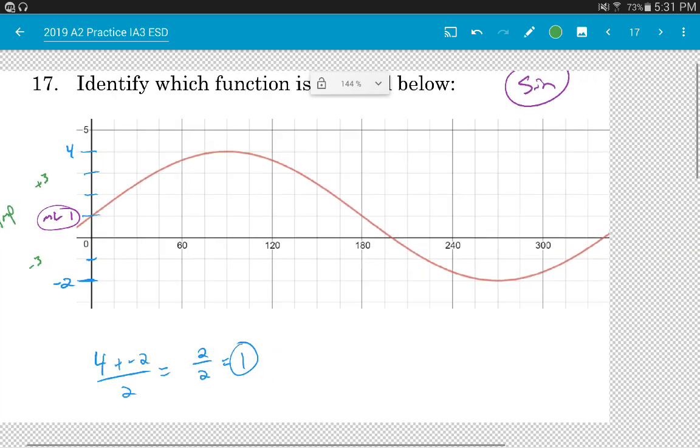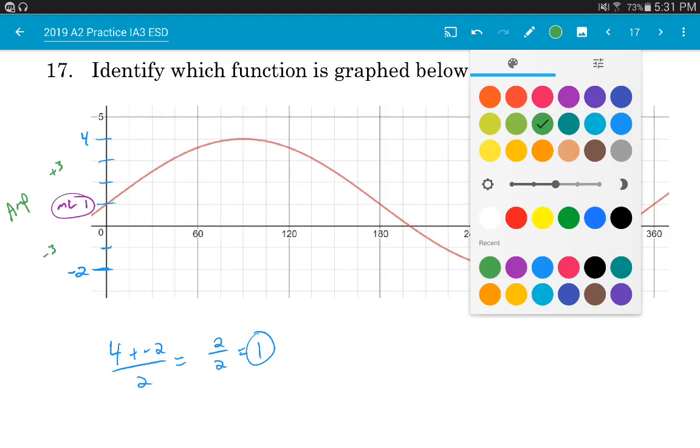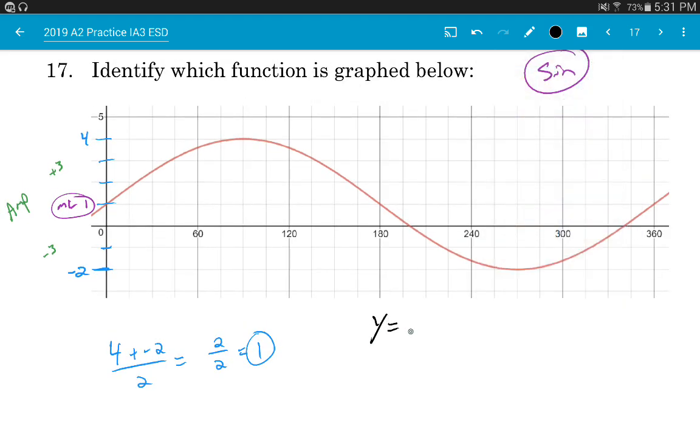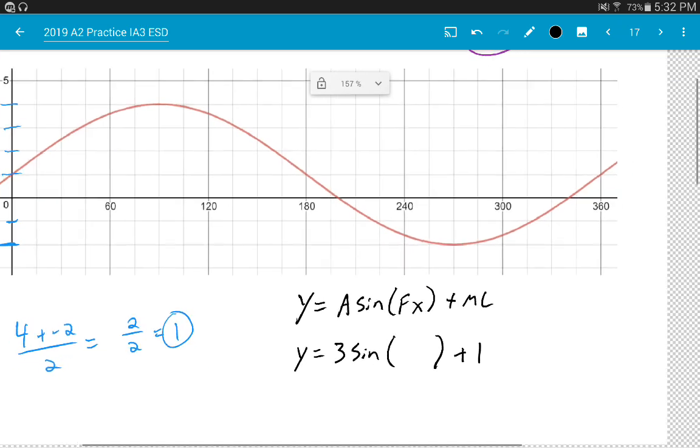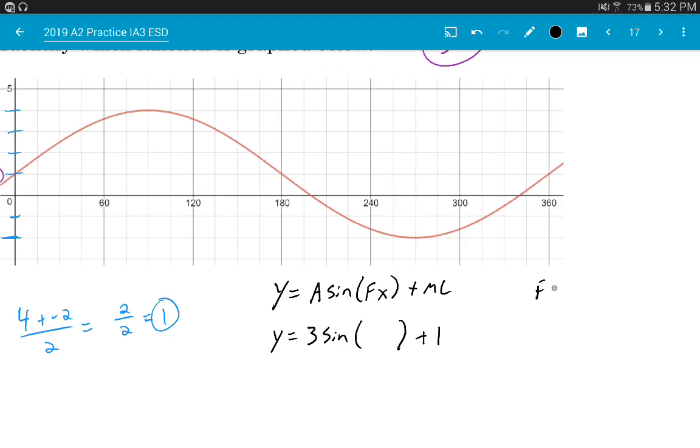So let's remember what a sine function looks like, where all the stuff goes. Okay, it looks like this. y equals a sine of fx plus midline. So let's see. The amplitude, I got that. That's 3. 3 sine of frequency x. I'm not sure about that, so give me a second. I know the midline. The midline is plus 1. So the only thing that I'm missing is the frequency. Now, frequency, period.